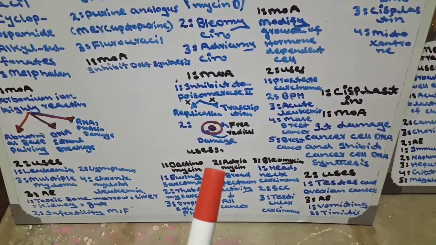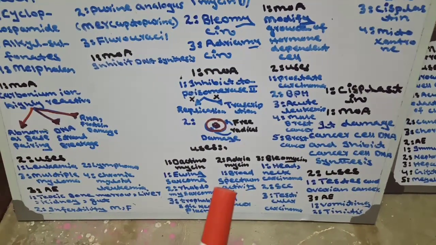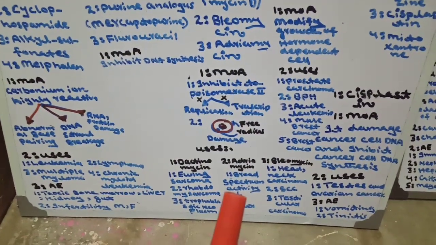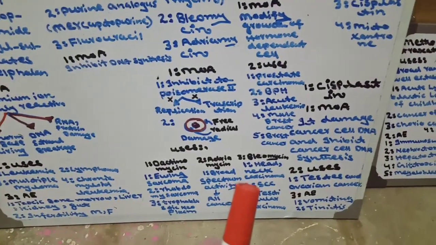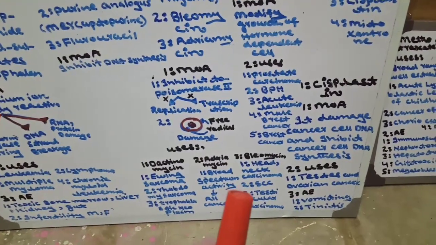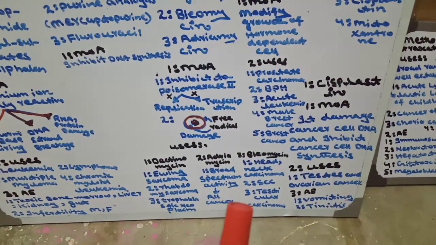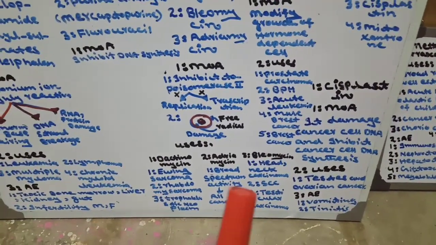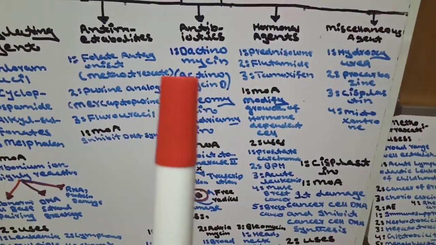Now come to adriamycin. Adriamycin has a broad spectrum activity. It means adriamycin is used in all cancers. Third is bleomycin. Bleomycin is used in head and neck carcinoma, squamous cell carcinoma, testicular carcinoma. These are the three uses of bleomycin. Now antibiotics is also completed.